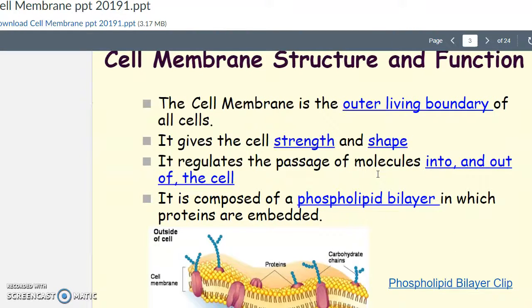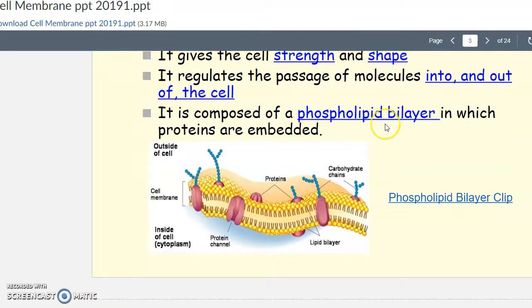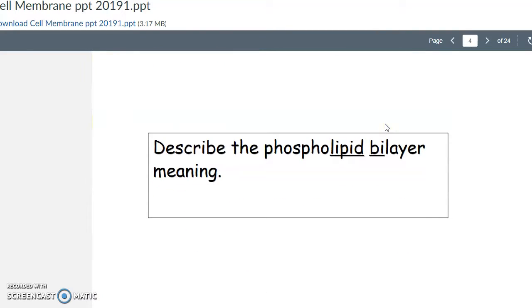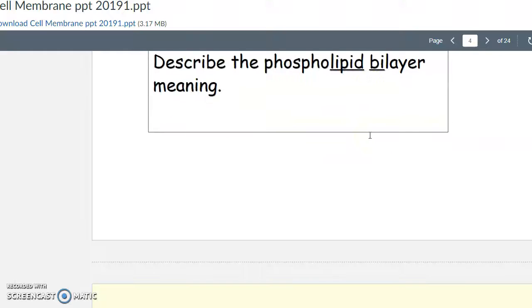So the cell membrane structure and function. So the cell membrane, again, is the outer living boundary. It gives shape and strength, and it will allow things in and out of the cell, and it's made of this phospholipid bilayer. So take a minute, describe what the phospholipid bilayer means.